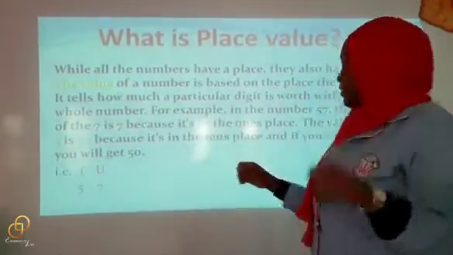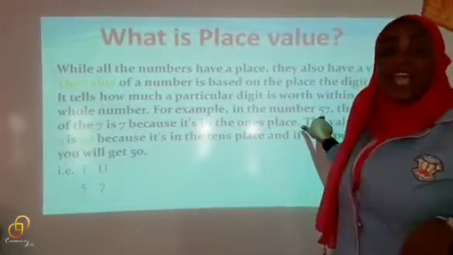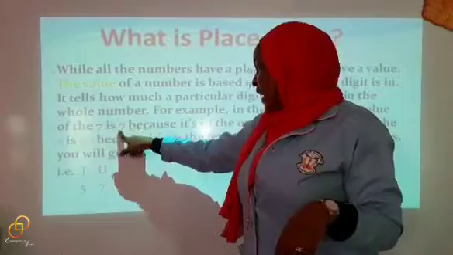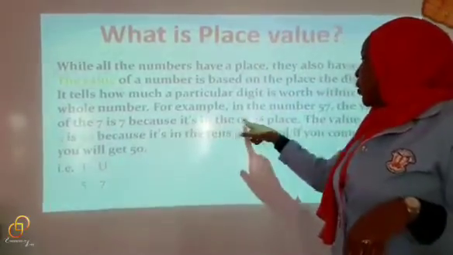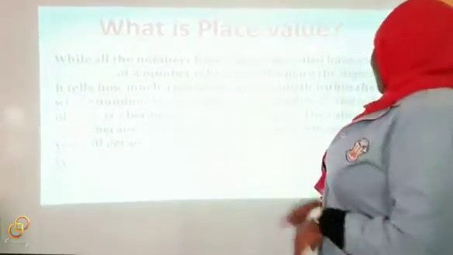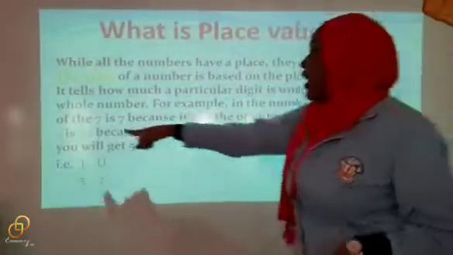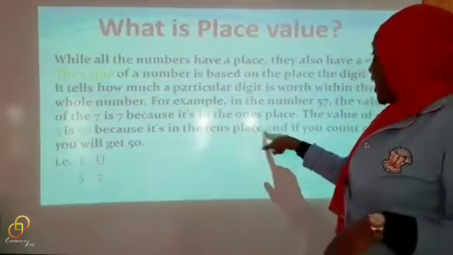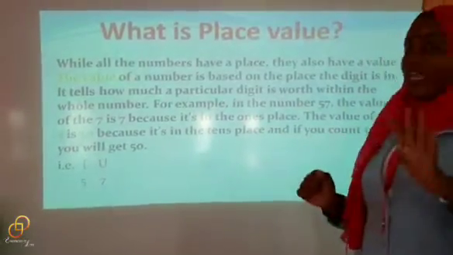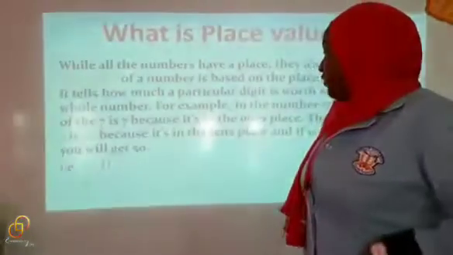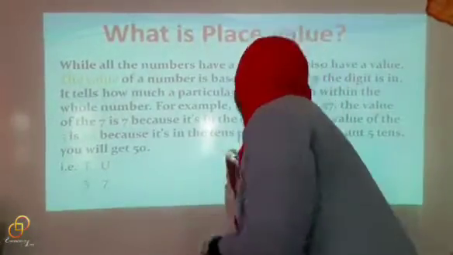For example, in the number 57, the value of the 7 is 7 because it's in the ones place. That means it's in the units place. The value of the 5 is 50 because it's in the tens place. And if you count 5 tens, you will get 50. Like here, we have 57.